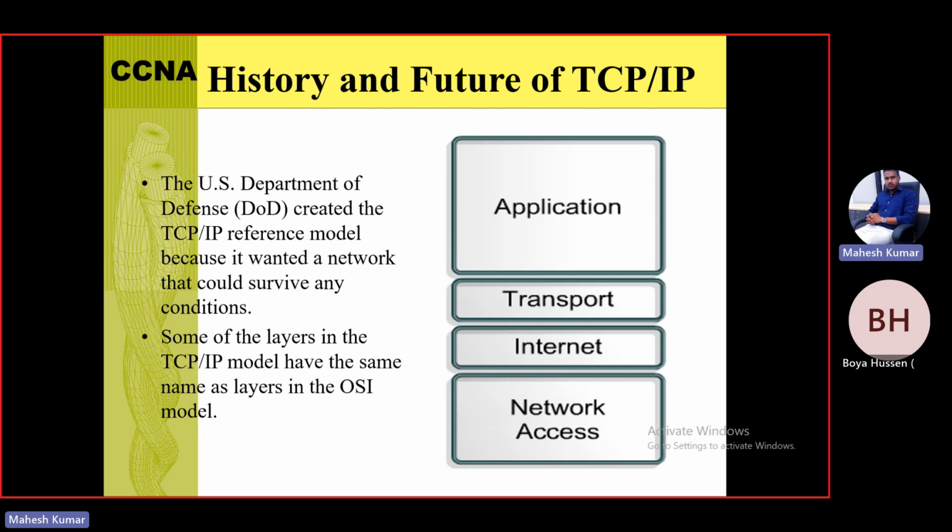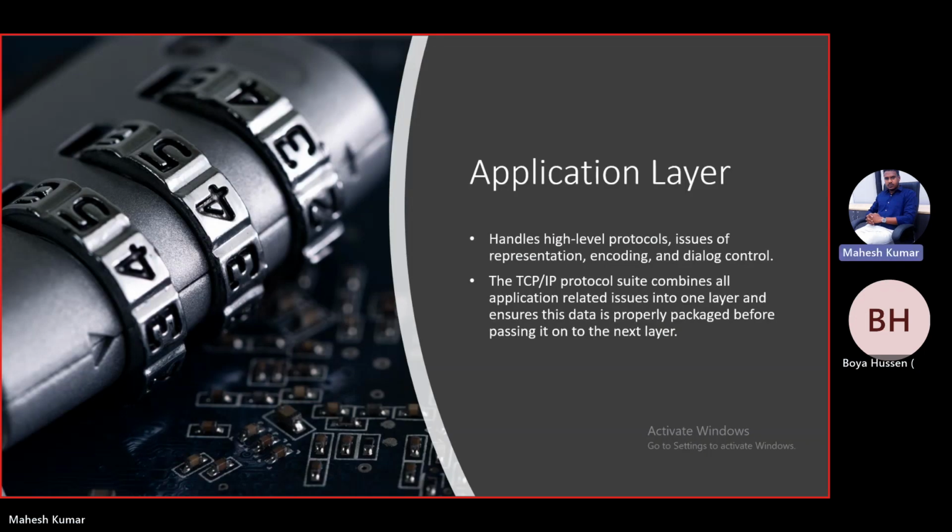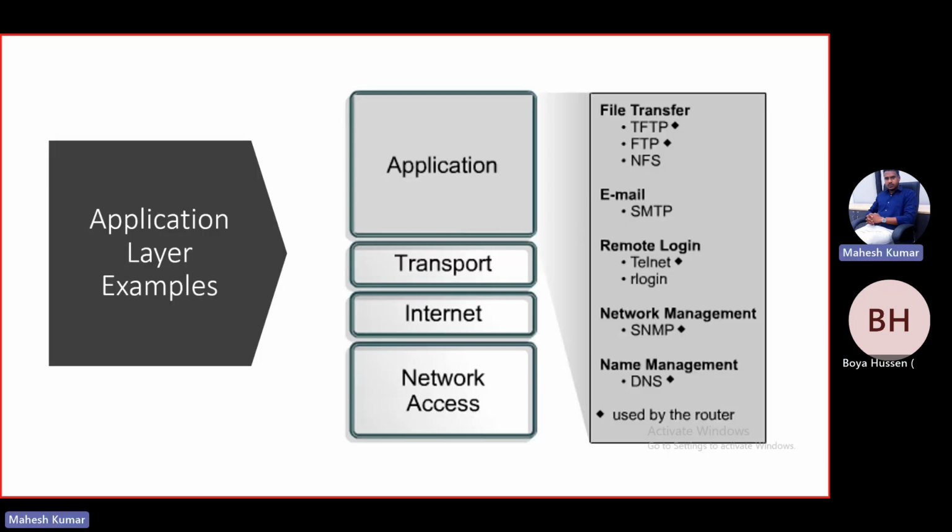Application, presentation, session, then transport, then network, then the physical network access is called the physical layer. The application layer handles high level protocol issues, like which kind of application they are using. Then the transport layer, then internet, then network access. They use DNS, SNMP, telnet, or login. This kind of protocol they're using.